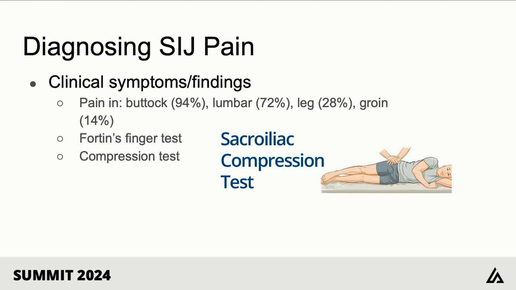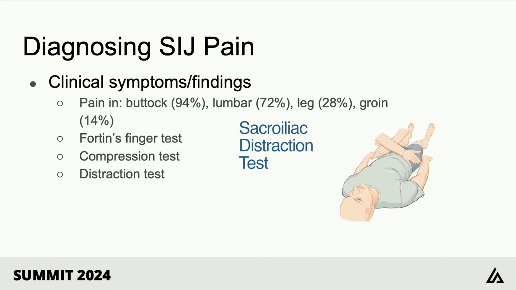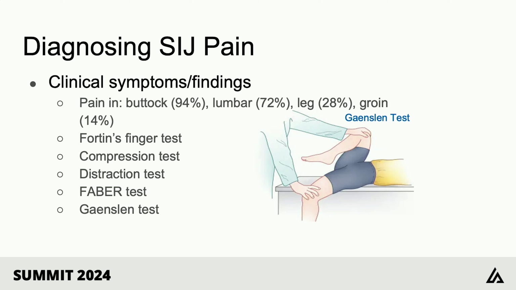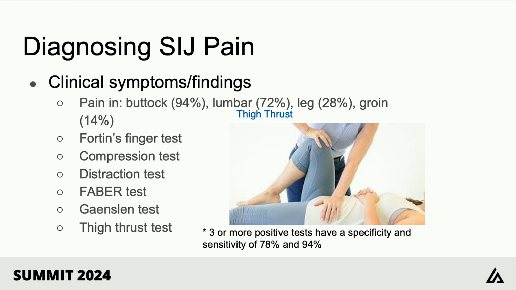Other ones that we have are the compression test. Compression test is where they lie on their side and you press towards the ground on the lateral aspect of the hip. The next test could be the distraction test. They lie on their back and you push posteriorly on the ASIS bilaterally. FABER test would be next. You cross the leg over and you push down posteriorly on the knee and on the ASIS. And then we have Gaenslen's test, where you bring them to the side of the bed and you drop that leg down towards the ground. And thigh thrust is another common one, where you flex the hip at 90 degrees and you push posteriorly on the top of the knee.